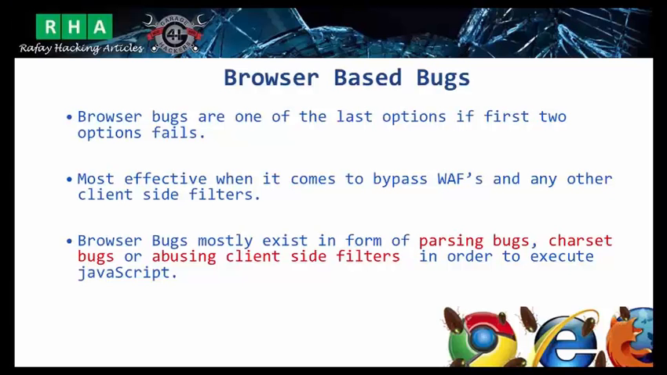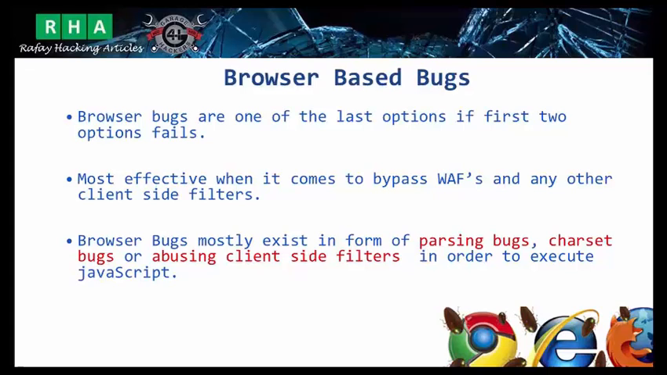We will now get to the third methodology, which is browser-based bugs. Browser-based bugs are one of the last options if the first two options fail. Just like there are application firewalls that apply very, very strict rules, even if you are able to reverse engineer the regular expressions, you are not able to execute the JavaScript, right? In that case, the most effective ones are browser-based bugs. They are not only effective against server-side defenses, they are also effective against client-side filters as well, right?